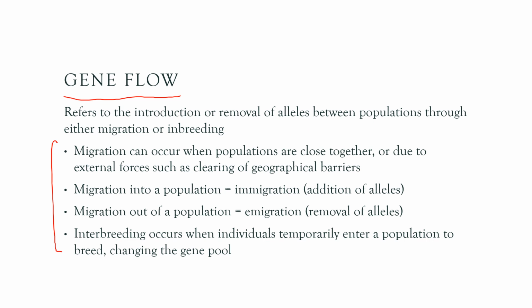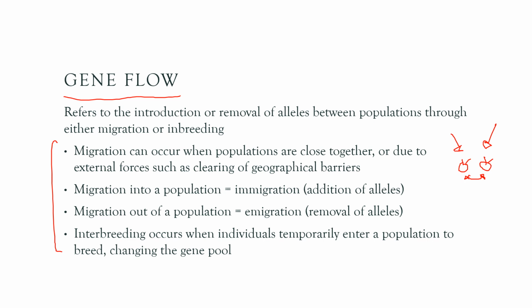So migration is when there's two populations that become close together. So for instance, one beetle population has migrated to the same spot as another beetle population. This might be due to forest clearing or some other geographical barrier. And because both of these beetle populations are now in the same spot, they can introduce their own alleles between each other and change the allele frequencies in both of their populations.